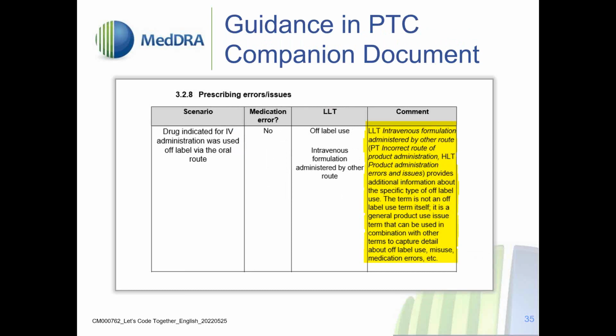Well, our situation is not off-label, is it? It's misuse. We've established that, but we also then would need to capture the route, because this example says that we should capture there that it was the inappropriate route. Intravenous formulation administered by other route with a PT of incorrect route of product administration. This provides additional information about the specific type of off-label use. Well, as I say, in our case, it's a misuse by the consumer, not an off-label, but it's the same situation. We then would need to capture the detail of the fact how it was deviating from the label.